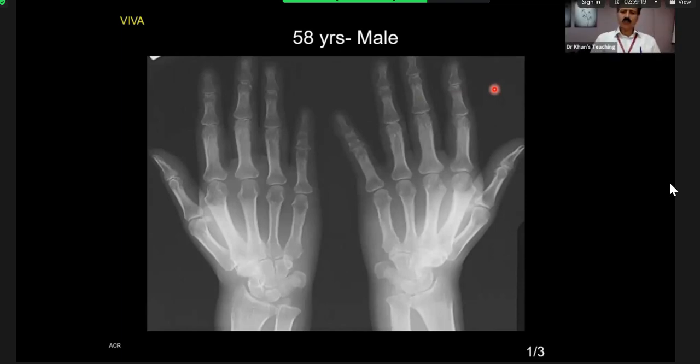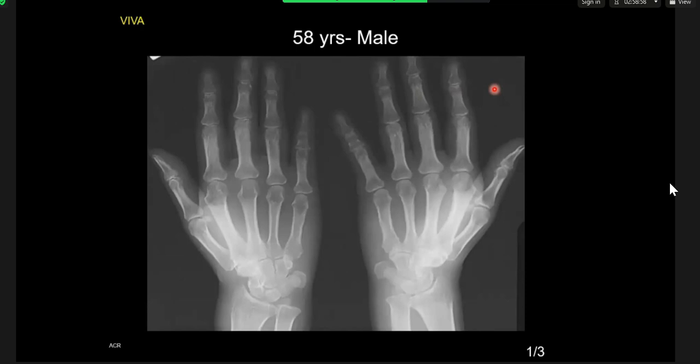The resolution is not very good, but having said that, I will show you a further film if you can just tackle it. This is a frontal radiograph of both hands in a 58-year-old male.